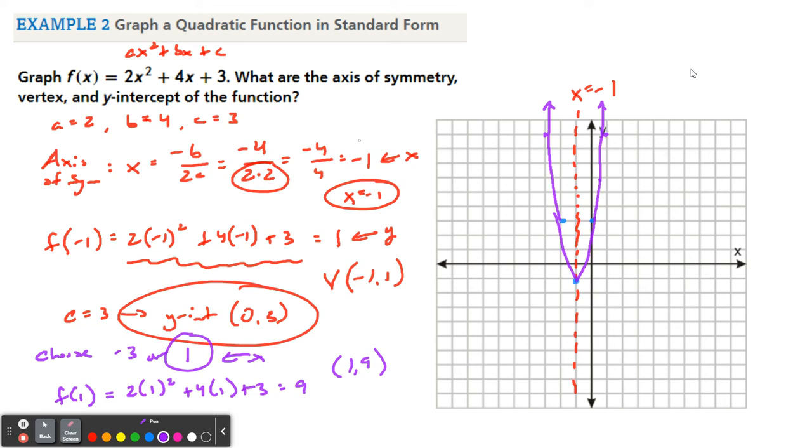Notice it's kind of skinny because your a value is 2. Notice that it's opening up because your a value is positive. So there's a lot you can tell based off of your function ahead of time. And again, as always, you can just use Desmos to graph, but it's always helpful to know how to graph by hand. Okay, all right, so this is the first video. Second video is coming right up next.